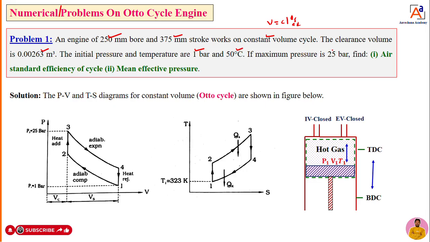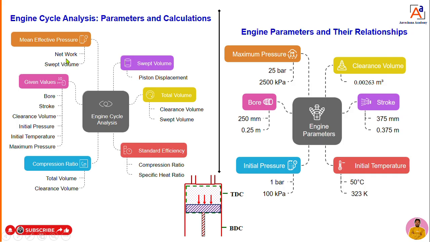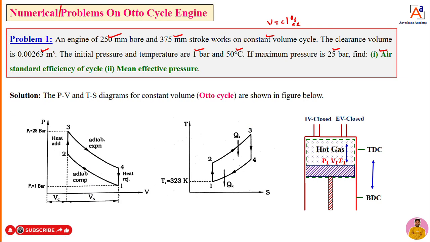If the maximum pressure is 25 bar, find first, the air standard efficiency of the cycle, then the mean effective pressure. These are the two things we need to calculate. For that, what do we have to do?